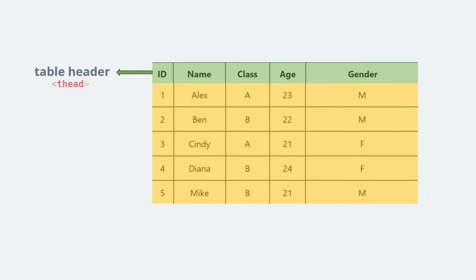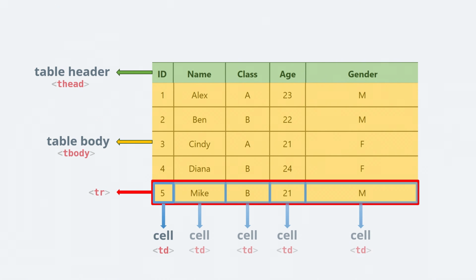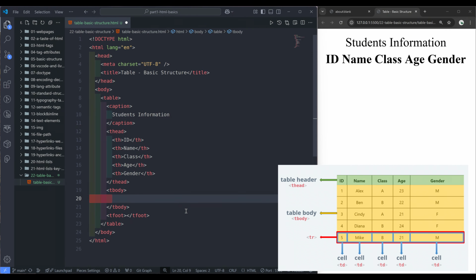How many rows are there in the t-body? 5, right? So for each row, we use tr. In the t-body, we'll need 5 tr tags. For the cell in t-body, which tag should we use? The cells in t-head were represented using th, but in t-body, we use td, which stands for table data. Here's how we write it.